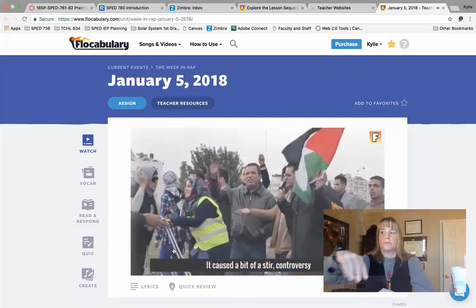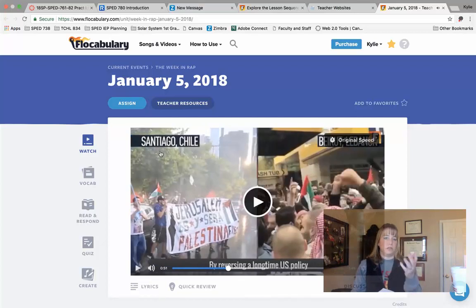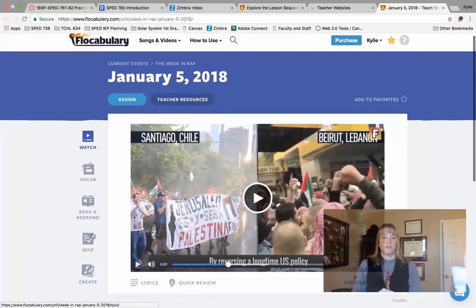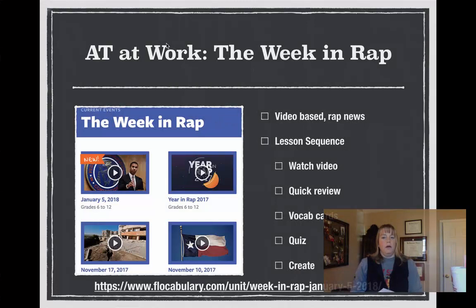Okay, so that kind of gives you an example of what those look like, and then you'll see the teacher resources to the left. You've got the vocab, the read and response, a quiz, and then the area where the students can create their own rap. This is just a good example of a tool that we can use, how we can use technology in the classroom, how we can use those universal design for learning principles. For example, this one hits that multiple means of representation to meet students' unique needs in how they learn.